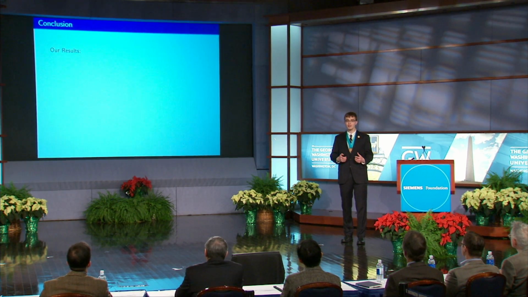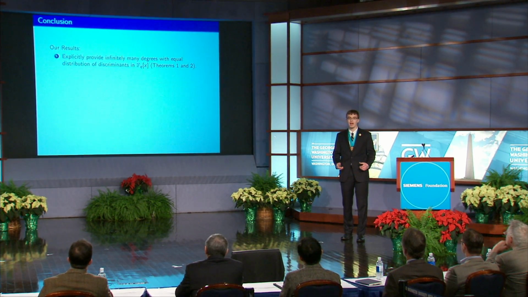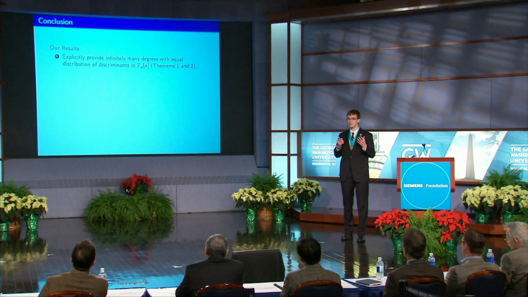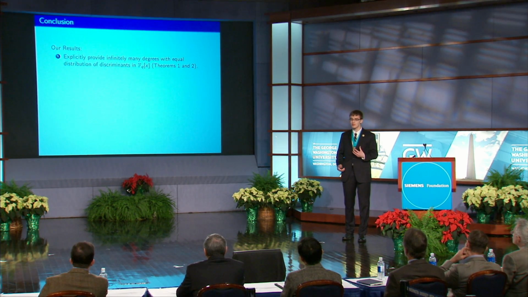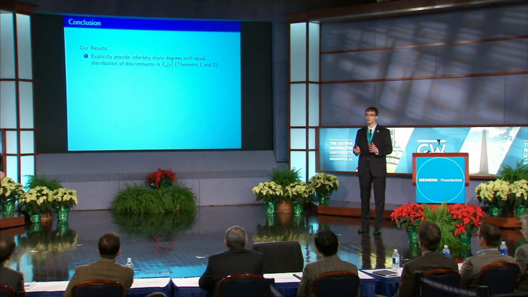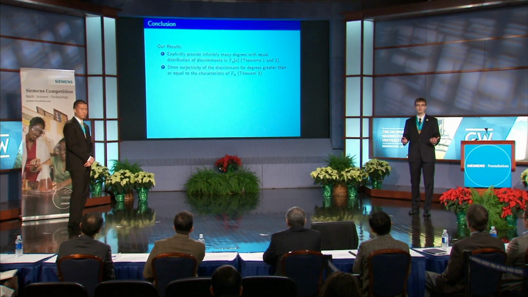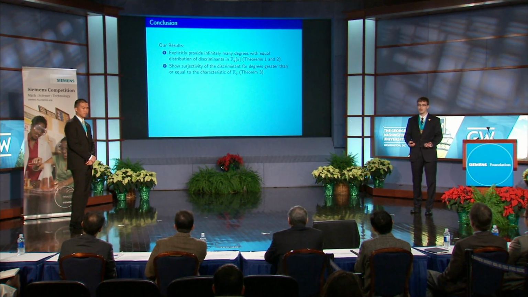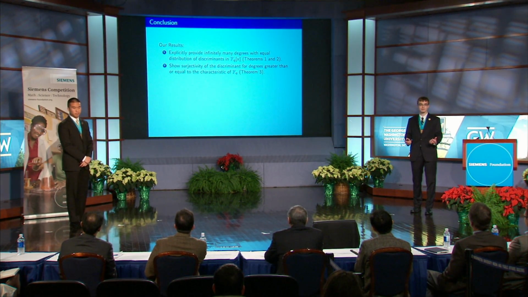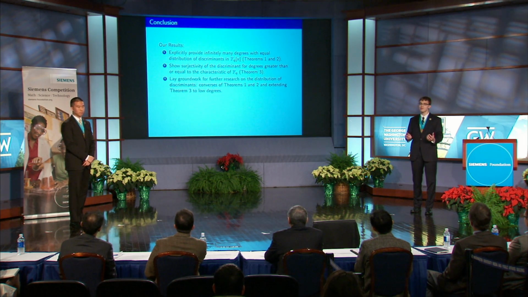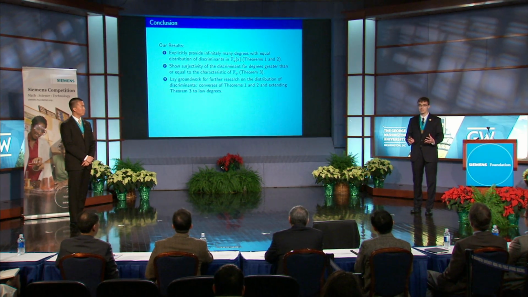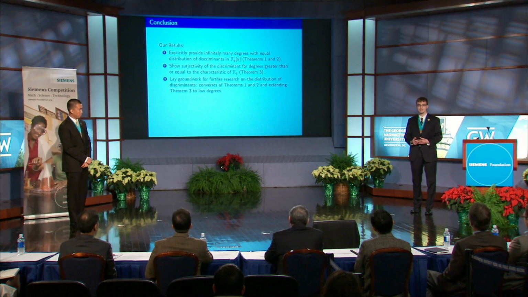To conclude, our results are significant for these reasons. Our equidistribution condition leads to an explicit classification of infinitely many degrees with equidistribution. Our results go well beyond the previous results of Stickelberger and Swan. We also proved the surjectivity of the discriminant for degrees greater than or equal to the characteristic of FQ. Our work paves the way for future research on the statistical properties of discriminants, including the questions: Is our equidistribution condition necessary as well as sufficient? And is the discriminant surjective even for degrees less than the characteristic of FQ?